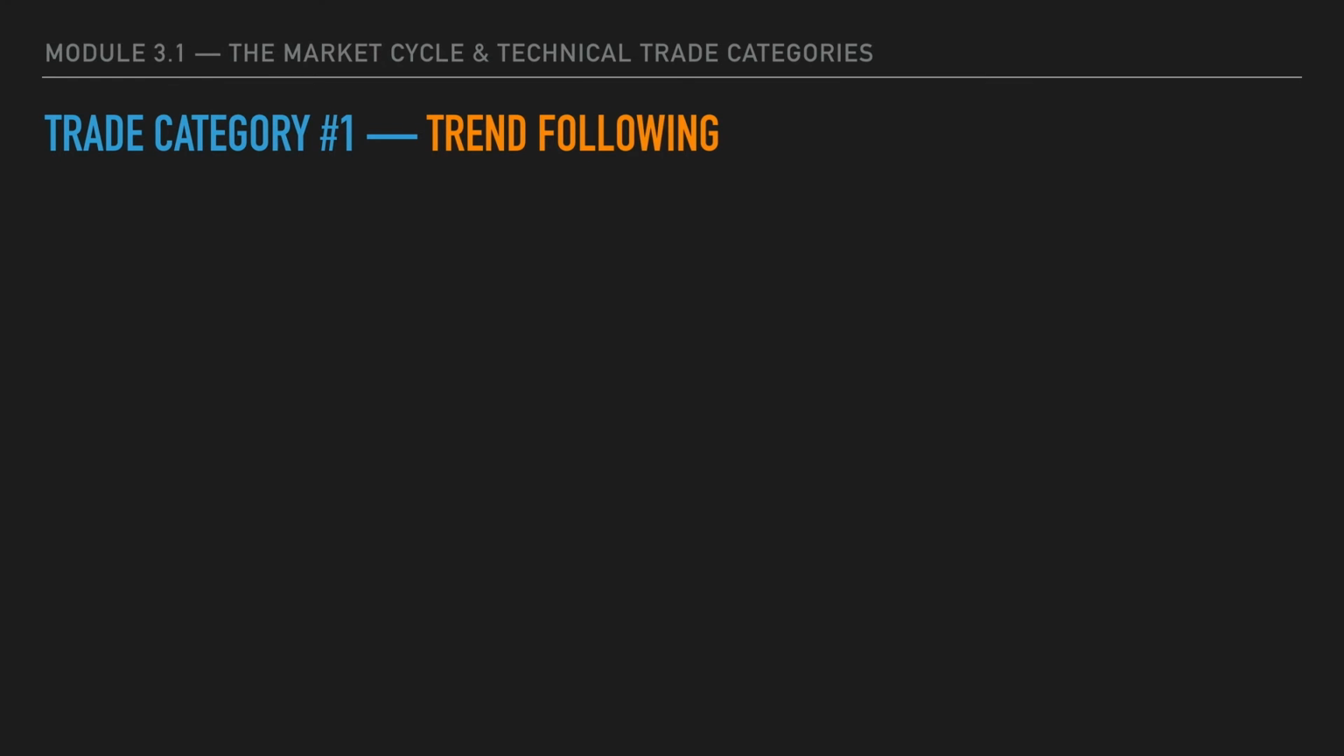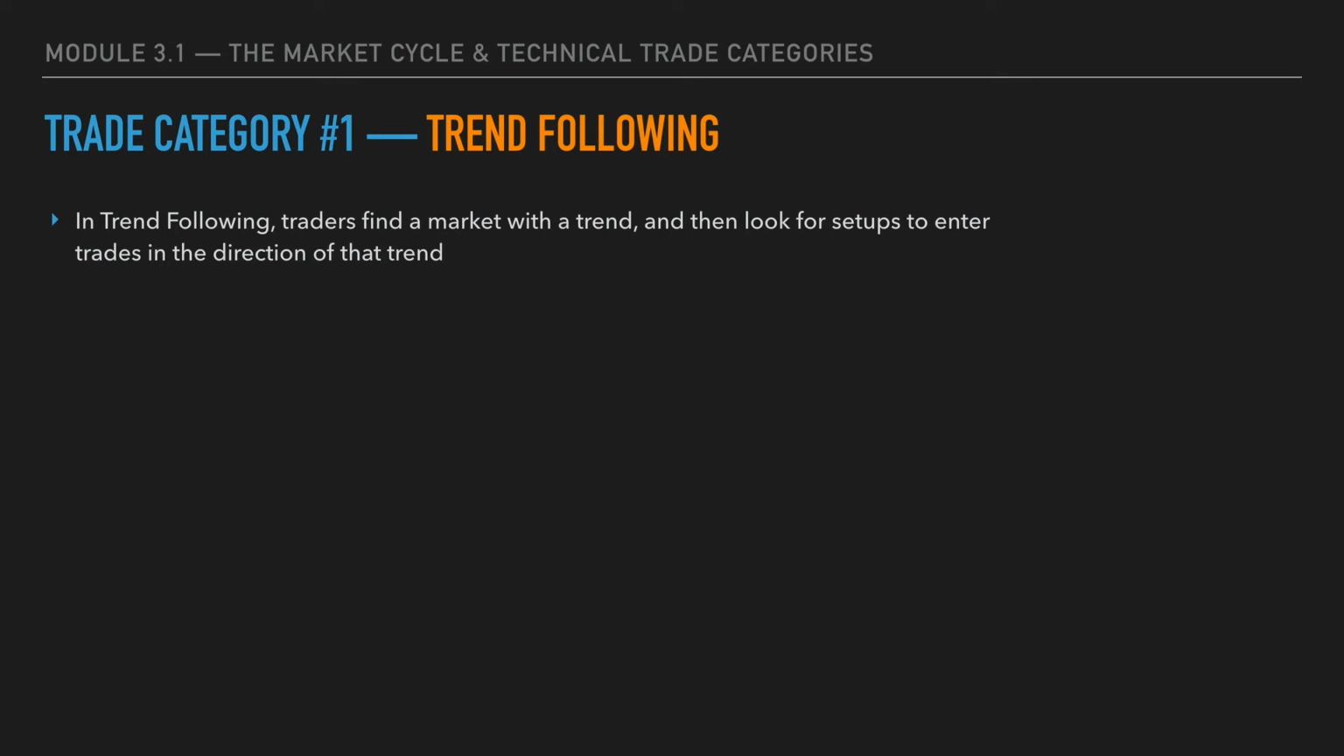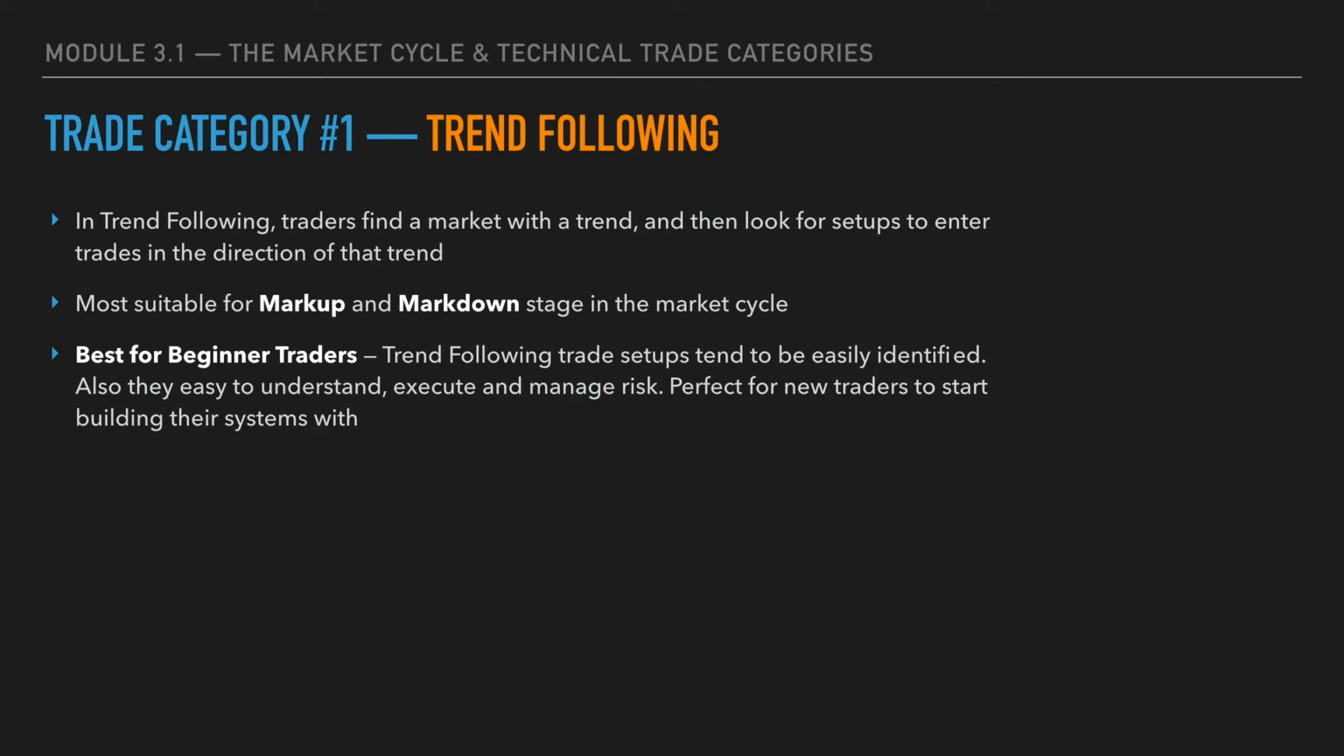First, trend following. In trend following, traders find a market with a trend and then look for setups to enter trades in the direction of that trend. Trend following is most suitable for the markup stage and the markdown stage. Basically, it's stage 2 and stage 4. It's the best type of trade for beginner traders. Trend following trade setups tend to be easily identified, easy to understand, execute, and manage risk. Perfect for new traders to start building their trading system with.